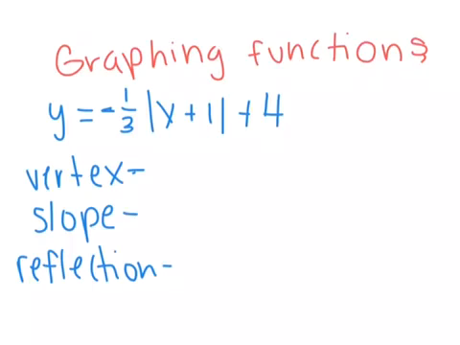Graphing functions. In this equation, you should be able to tell some things. Here you can tell what the vertex, slope, and reflection are. The vertex is (-1, 4). The slope is -1/3, and the reflection is on the x-axis.